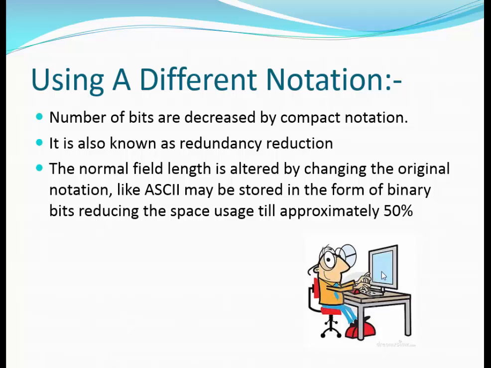For example, if the data is stored in ASCII manner, it is converted into binary form. As we know that ASCII characters require more space compared to bits, in this way we are able to store maximum information in minimum space. This is the main motive and the way in which the using a different notation technique of data compression works.